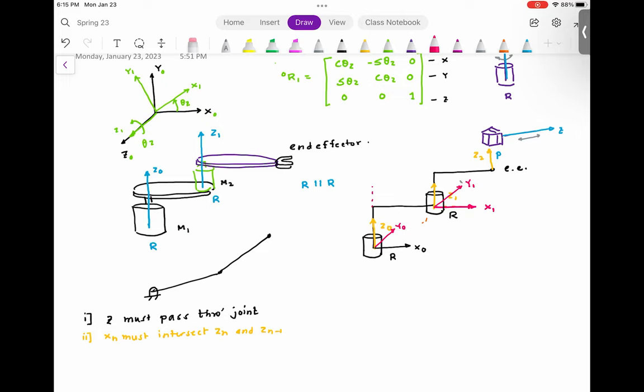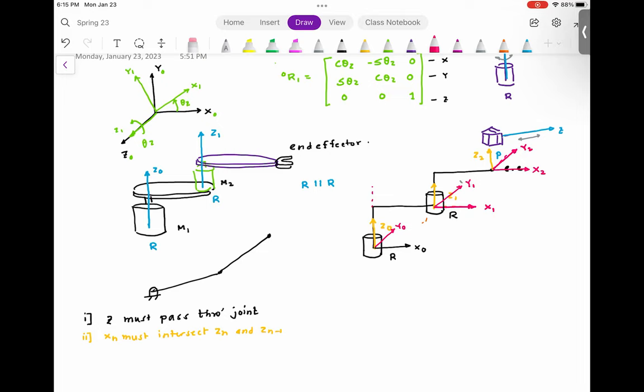So again, there are two choices. Clearly, this choice will not work. So I need to have X2 something like this. Are you with me so far? And then right hand. And then you have this Y2. Are you with me so far?